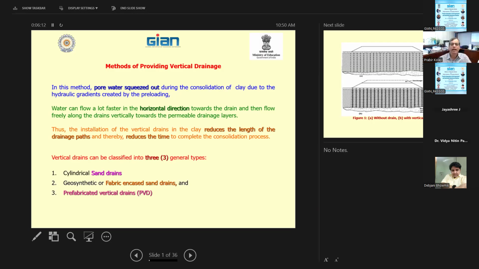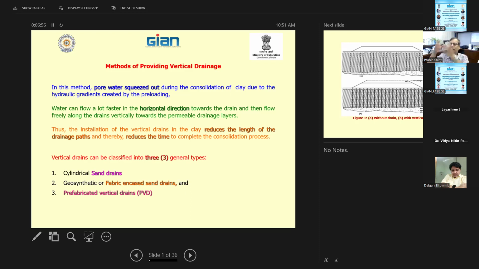With vertical drains, pore water is squeezed out during the consolidation of clay due to the hydraulic gradient created by the preloading. Water can flow a lot faster in the horizontal direction to the drain and flow freely along the vertical drains. The exact theory is one-dimensional consolidation, where water flows in the vertical direction, but in real life it can flow horizontally or vertically. If you create a vertical drain, the water can flow in the horizontal direction, and the rate of consolidation will be much faster. Thus, the installation of vertical drains in clay reduces the length of the drainage path and thereby reduces the time to complete the consolidation process.